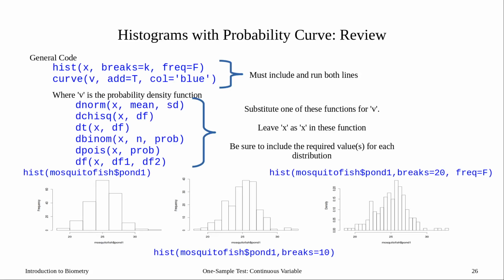So here's an example of what I'm talking about. We do our histogram of our vector, we specify the breaks, make sure we have freq equals FALSE, and then we use curve with add equals T, and in the curve we replace the generic function with the one we need. For us, it's dnorm. We've already talked about how to do this, so you can go back to those presentations, those homework assignments, and even the exam to see how to do it.